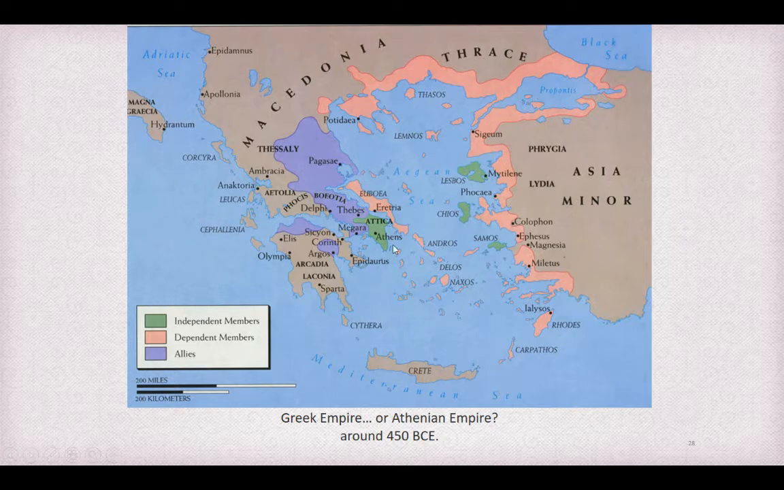You can see in green that we have independent members of Greece. These would be independent city-states. Then we have dependent members. So these are people that would rely on the Greeks, the Greek government, and Greek trade going on in Athens to support themselves. And then you have purple. These are allies, people that work together with Athens and each other.